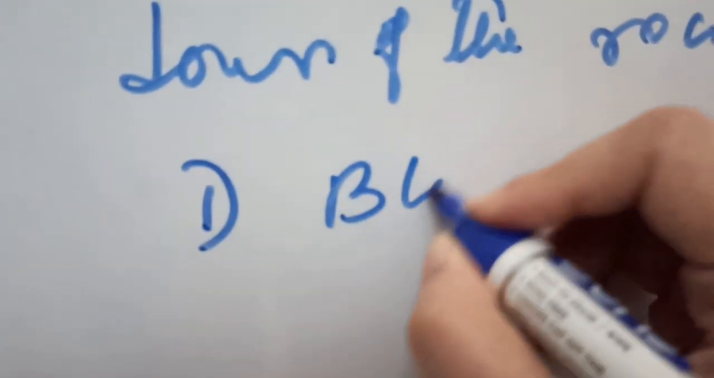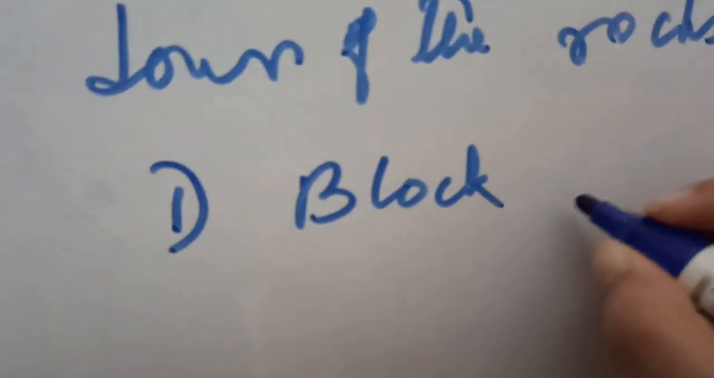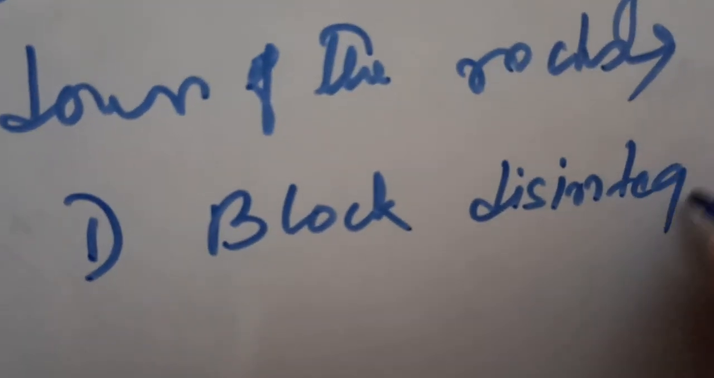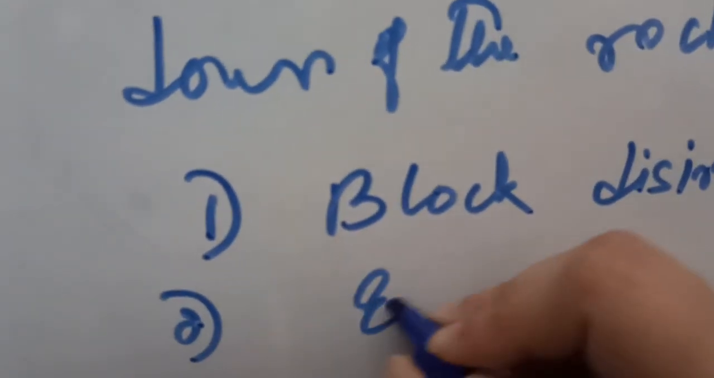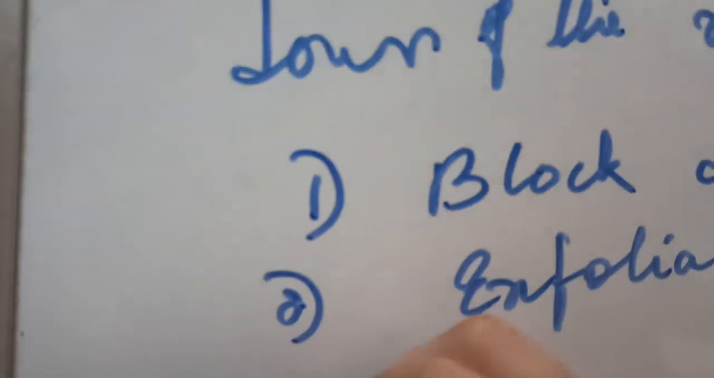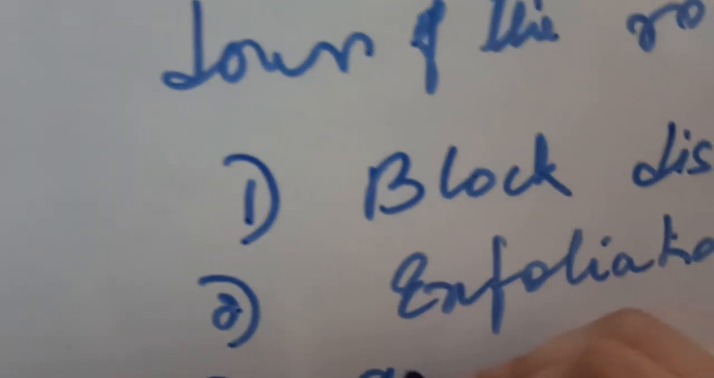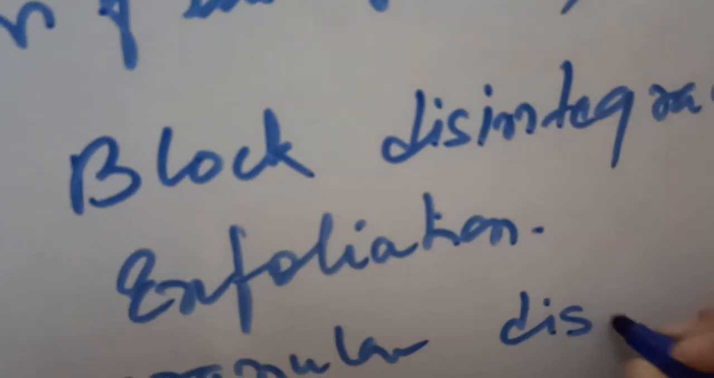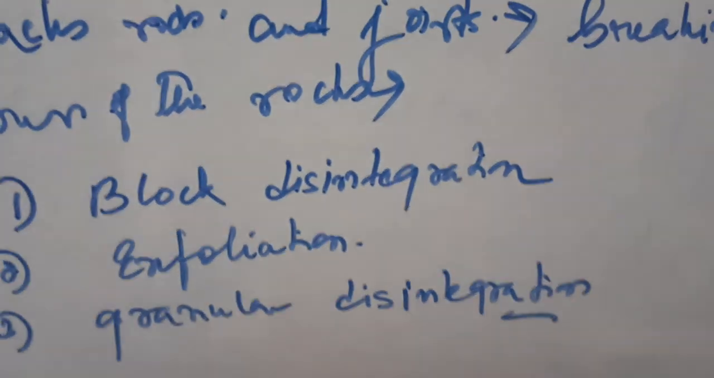There are various processes involved in mechanical weathering, and those processes are: number 1, block disintegration; number 2, exfoliation; and number 3, granular disintegration. I'm going to discuss all these processes in the next video.